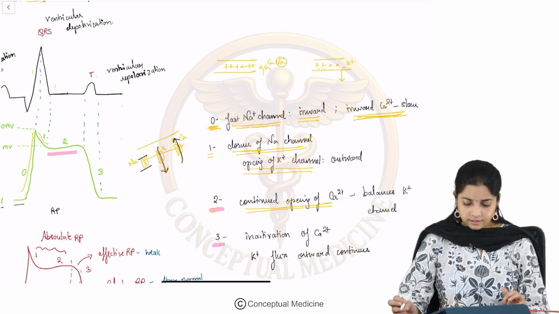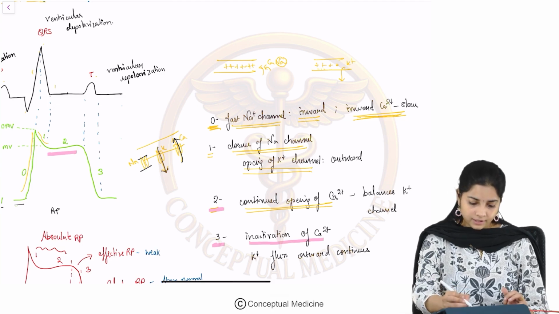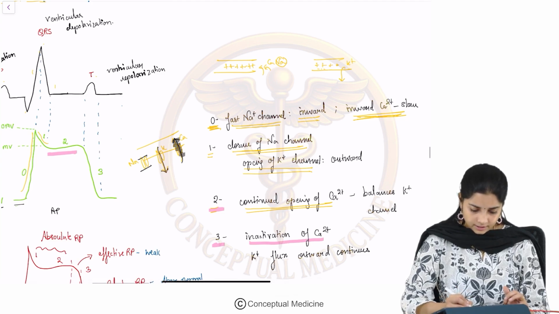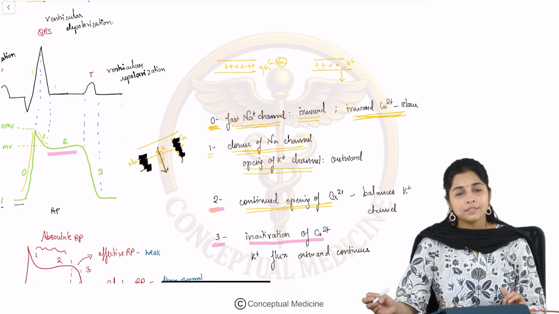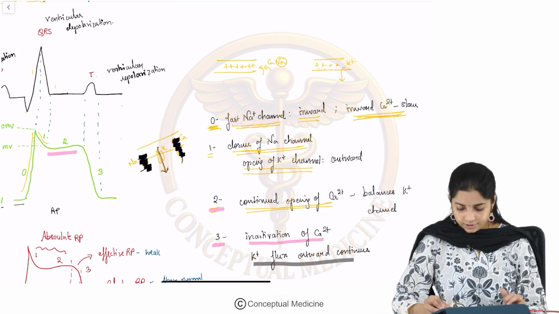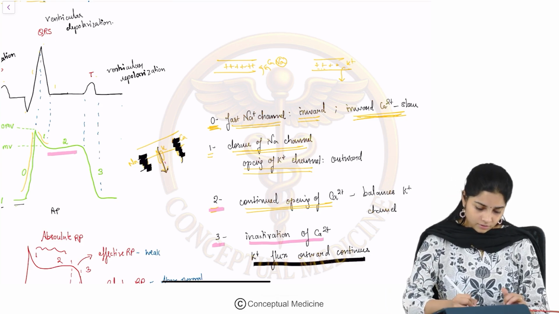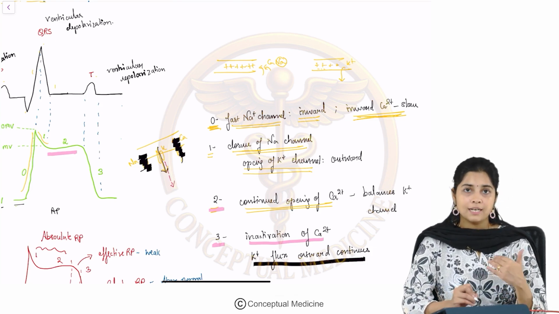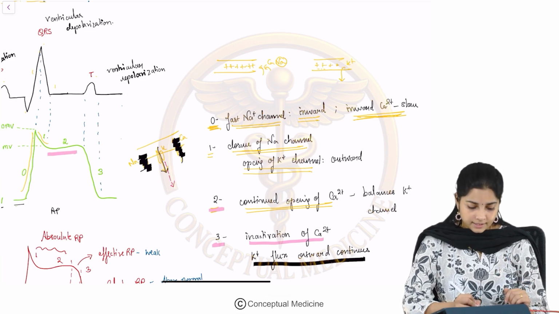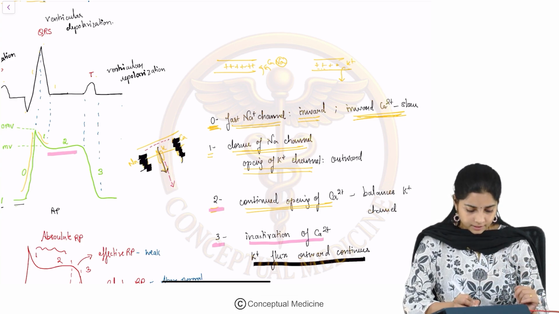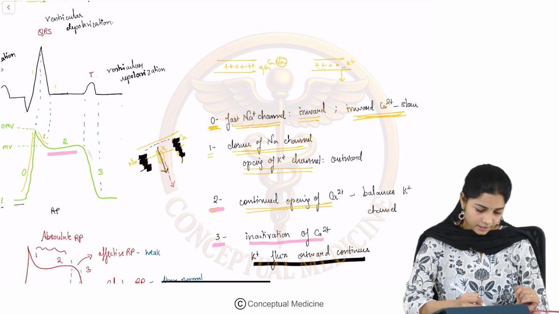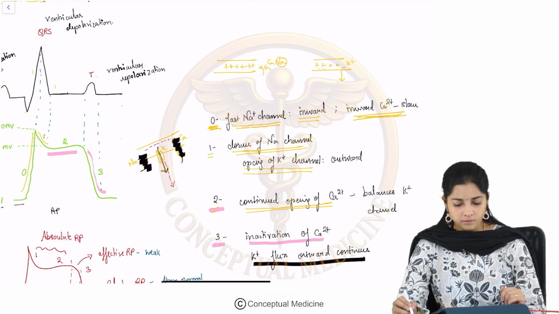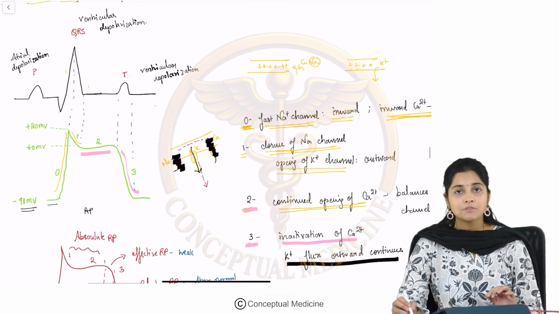In phase 3, there is inactivation of your calcium channel. So, the sodium channel gets inactivated, the calcium channel gets inactivated. The potassium flux continues outwards. That means what happens to the membrane inside? Positive ions are going out, it becomes negative. So, this is your phase 3, which is characterized by a negative dip. Okay. So, you understood the mechanism of action potential.